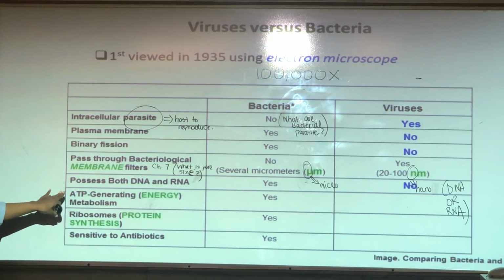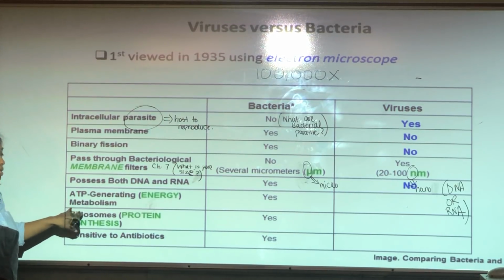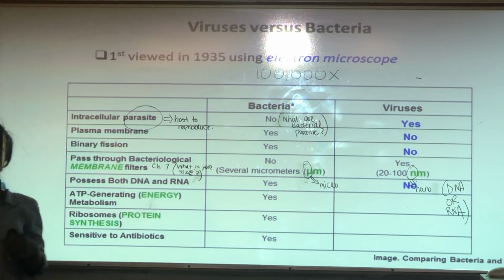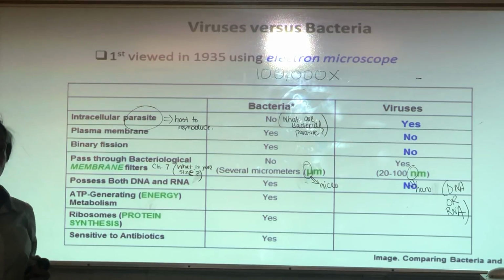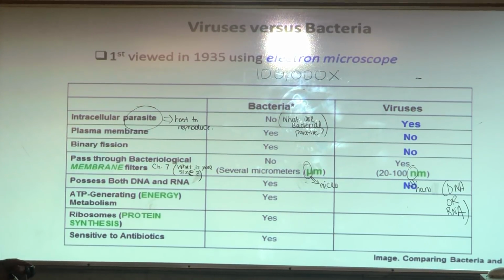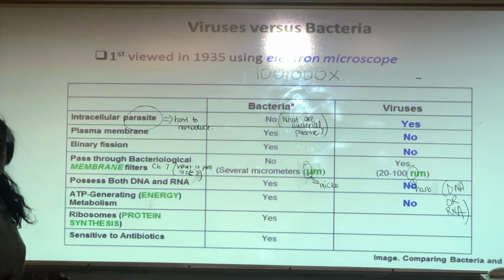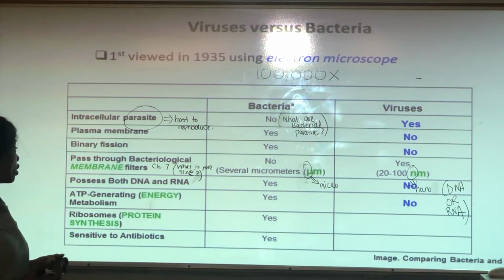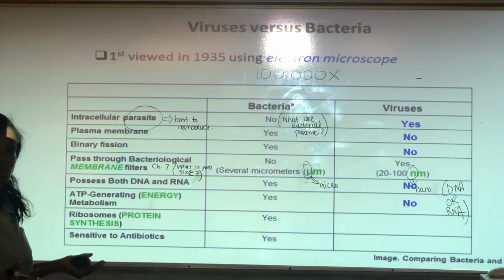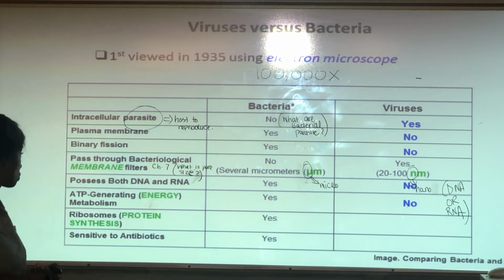Do they produce energy? Do they have a mechanism to make energy? Can they metabolize? Are they making enzymes for metabolizing substances? For bacteria, yes. For viruses, no. So in order to get certain enzymes and energy, viruses need the whole cell. They require the whole cell in order to get those things.